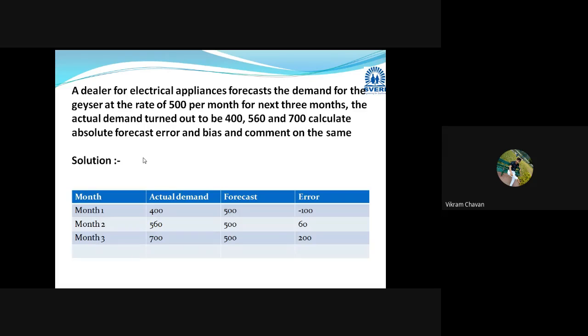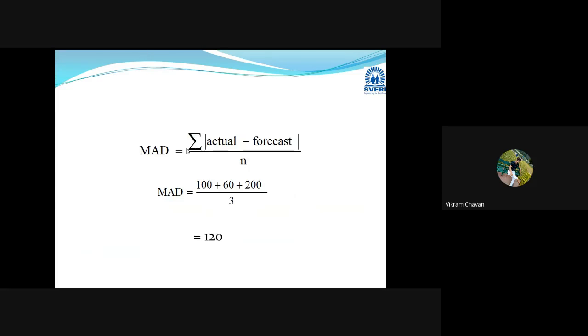We have to find the MAD, and we know the formula for the MAD. MAD is equal to the summation of mod of error, or mod of actual minus forecast, whole divided by n. Here we are taking the mod, so that we consider the pure value instead of the signs. We have to consider the pure value.